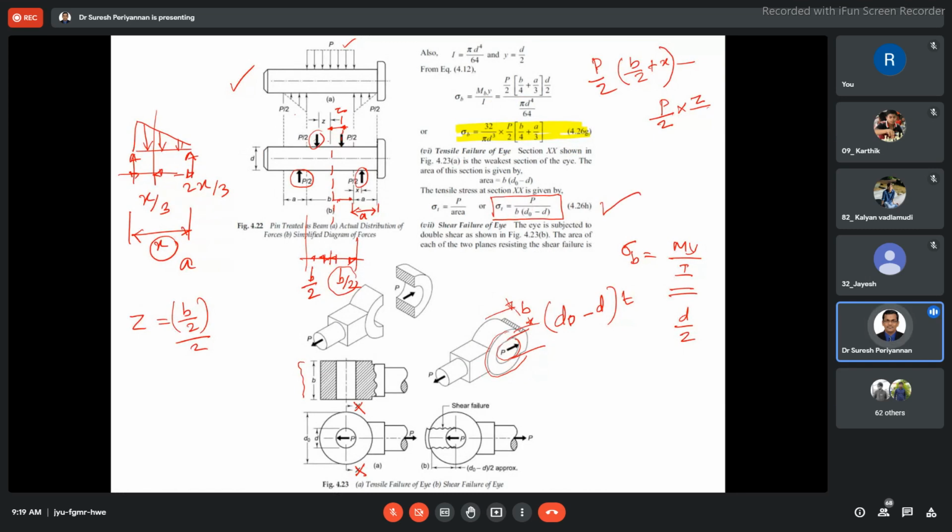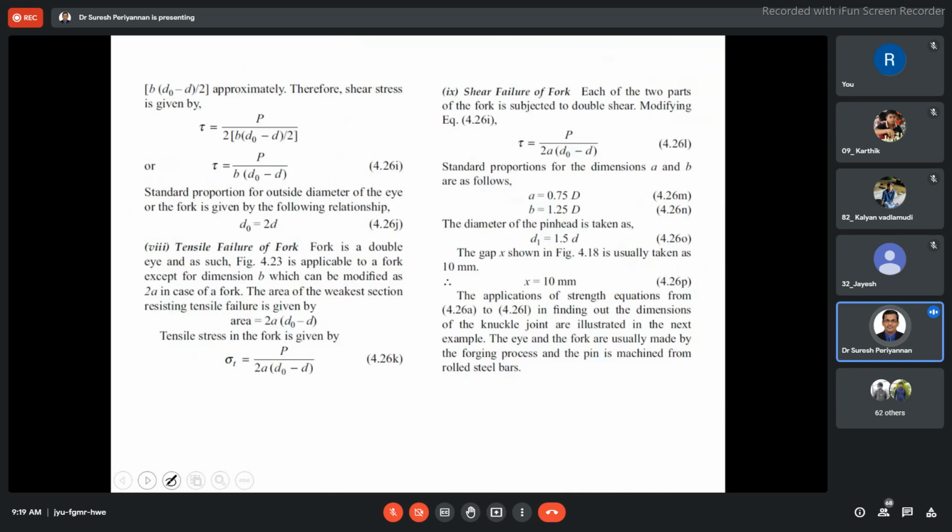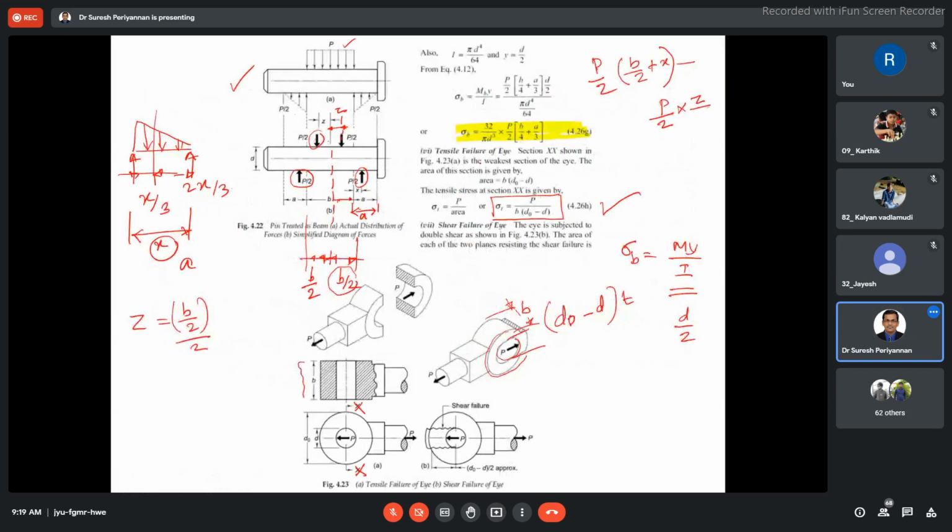Then this is the tensile stress acting in the I end. Similarly, we can find out the tensile stress acting in the fork end also. One by one we'll see that. Now this is the tensile failure. Number 7, here I missed out: shear failure of the I end. Where is the shear failure? I come to this 3D view, you can easily understand.